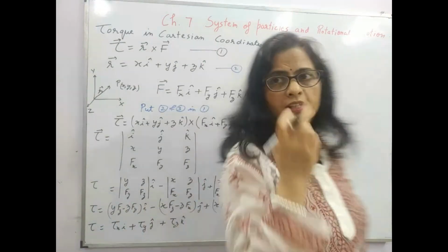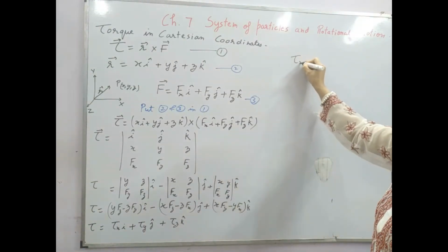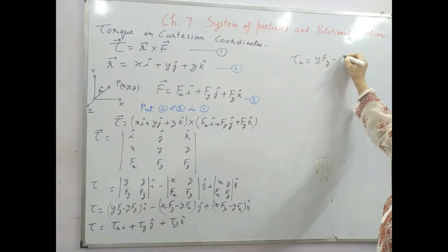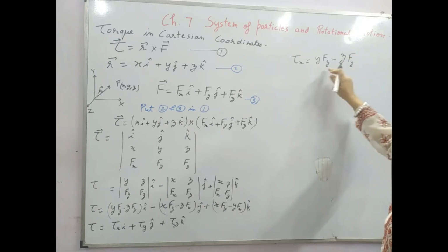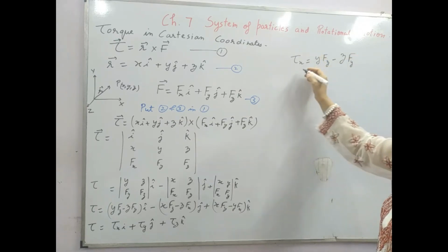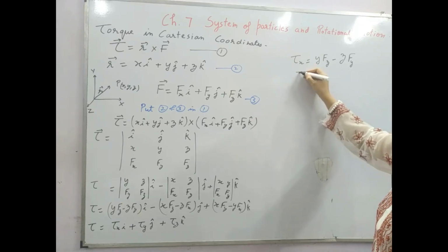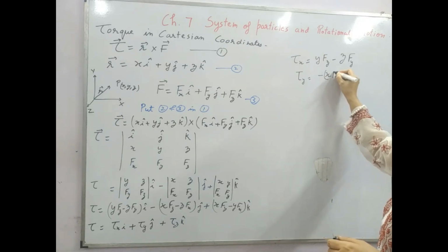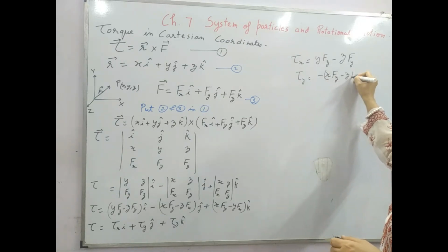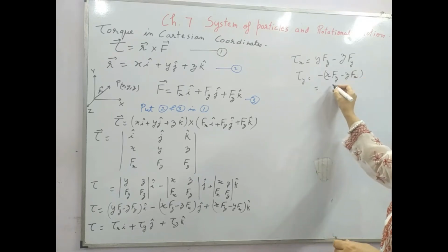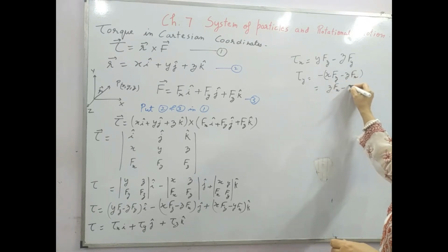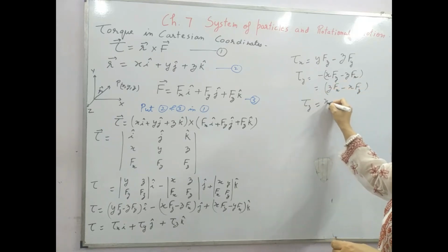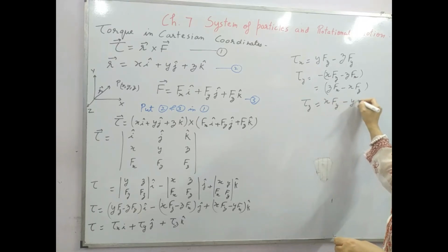So here what are the values of torque x? So torque x is y Fz minus z Fy. These are the suffixes here. This is the main term, so make sure that the size is different. Torque along y is minus x Fz minus z Fx. So that means what does it become? z Fx minus x Fz. And torque z will be x Fy minus y Fx.